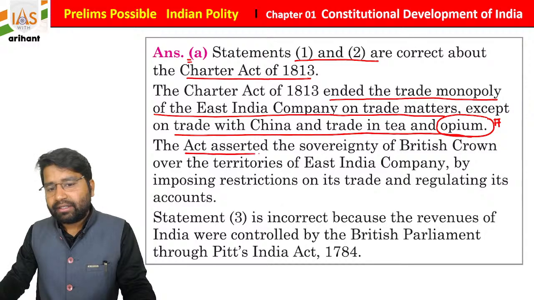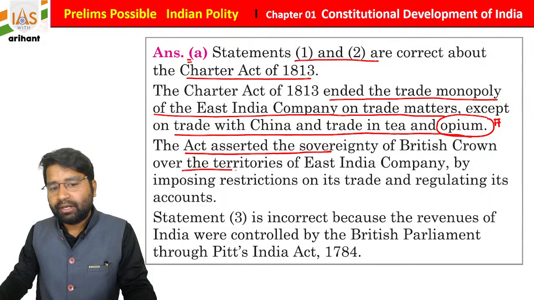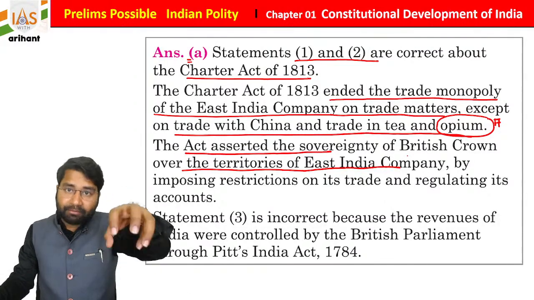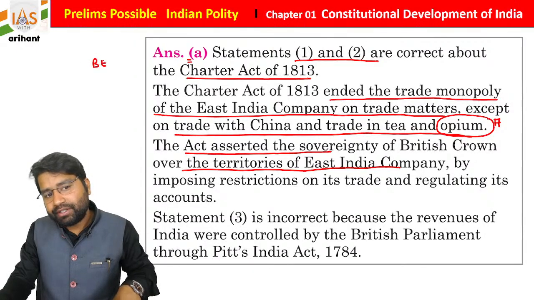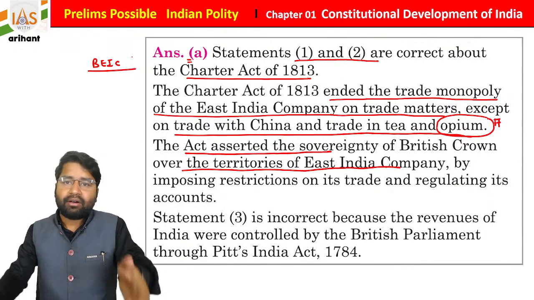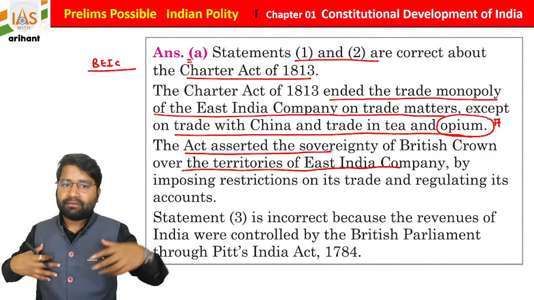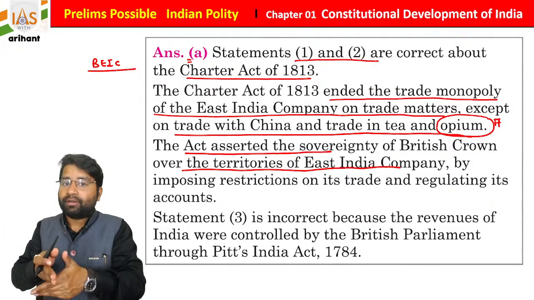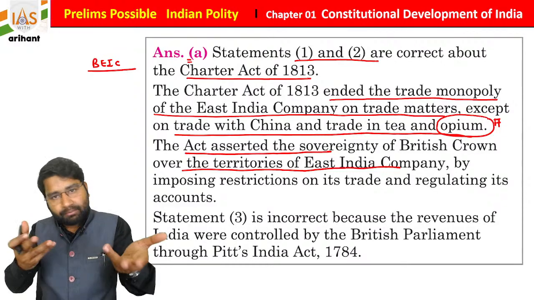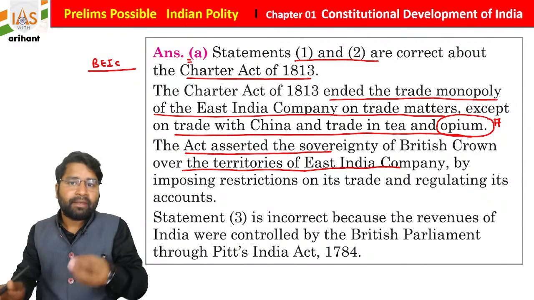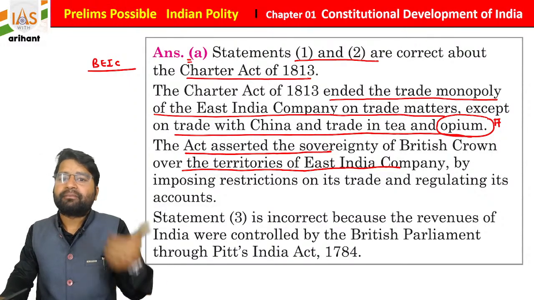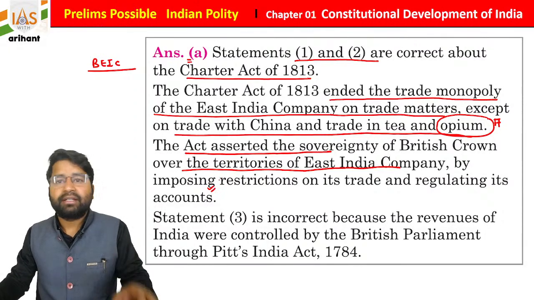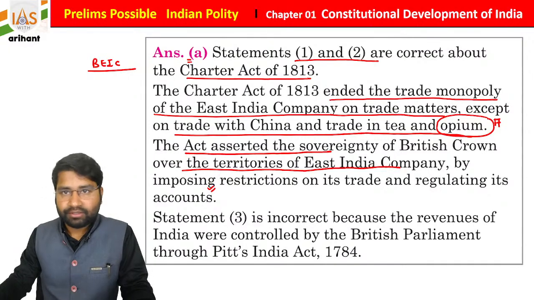Okay, the act asserted the sovereignty of the British Crown over the territory of the East India Company by imposing restrictions on the British East India Company. As you know, the British East India Company was ruling. They were creating law, they were managing law. But if someone is going to control the British East India Company, it means that they are more powerful, and they ended the monopoly. Once the monopoly was ended, other companies can also come to India from Britain. So automatically, who is going to be more supreme? The British Crown. So by imposing this restriction, they proved that they are sovereign. Okay, so this is very important.